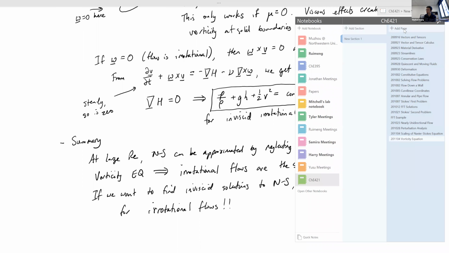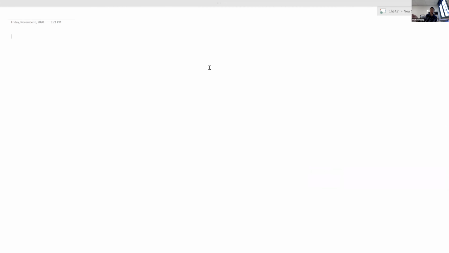And so let me go ahead and go on to another section here. And the question is basically how do we find irrotational flows? Okay. One way of doing this is using something called a velocity potential.